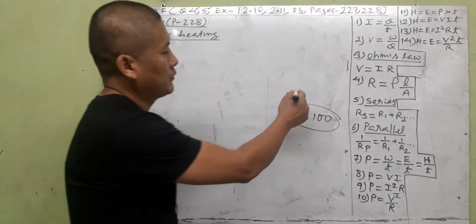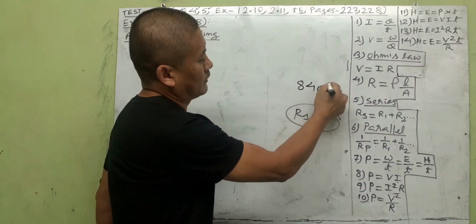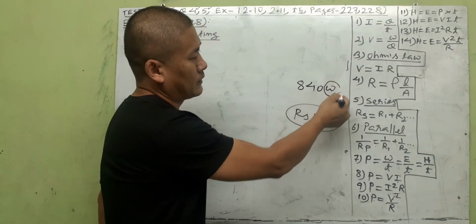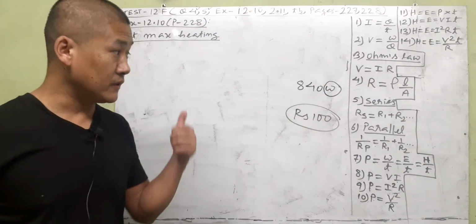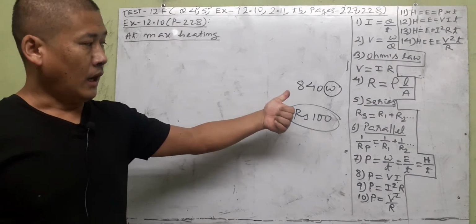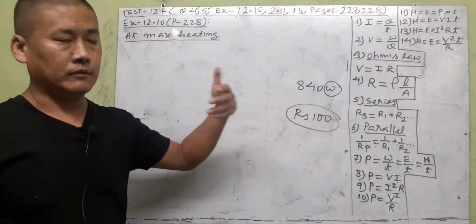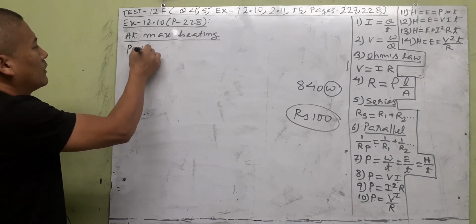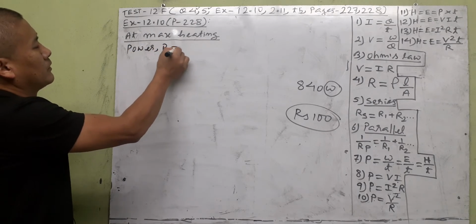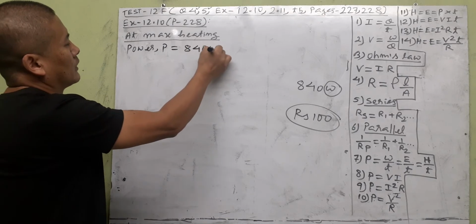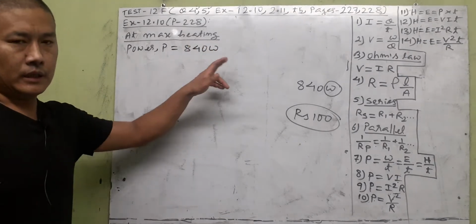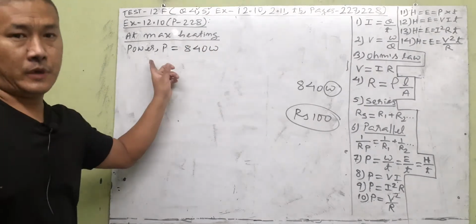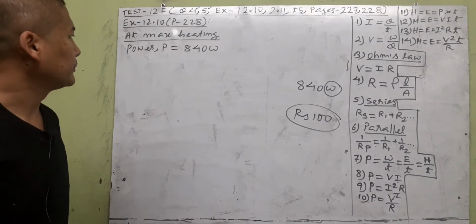Likewise, when we say 840 watt, we must understand that watt is the SI unit of power. So even if they didn't say the power of the iron is 840, we have to write here power, which is P equal to 840 watt. The question did not tell us, but we know because watt is the unit of power. So the power of this electric iron is 840 watts.